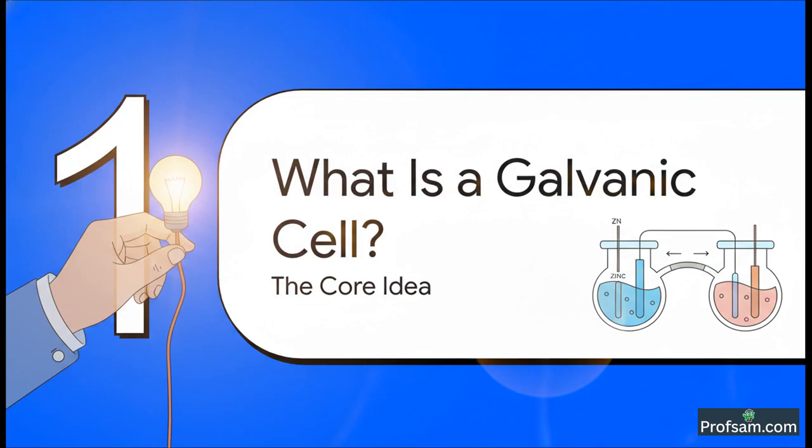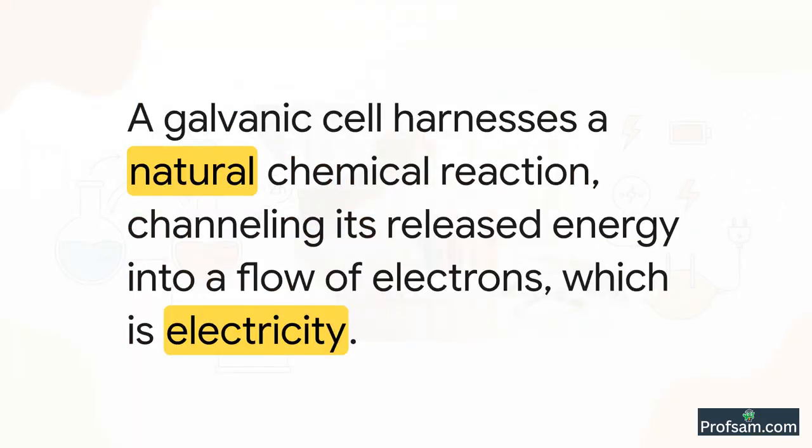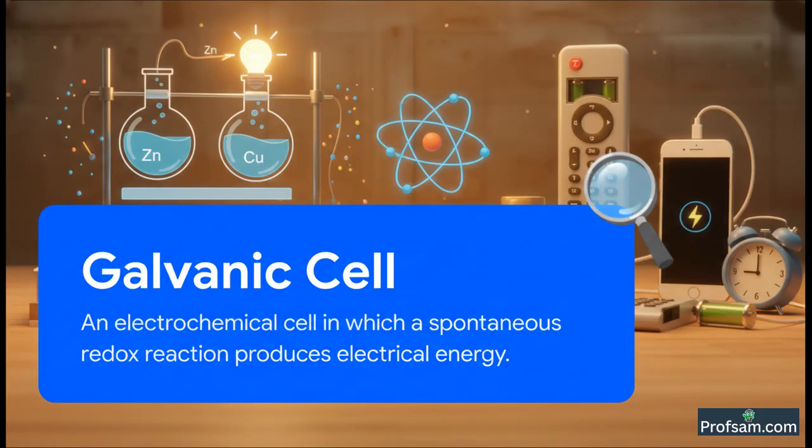Let us get to the core idea. Okay, think of it this way. Some chemical reactions just want to happen. They are spontaneous, and when they do, they release energy. A galvanic cell is simply a clever device that captures that released energy and turns it into a flow of electricity. Now, for your exams, this is the definition to remember. It is a device where a spontaneous redox reaction produces electrical energy. The key word here you must remember is spontaneous.